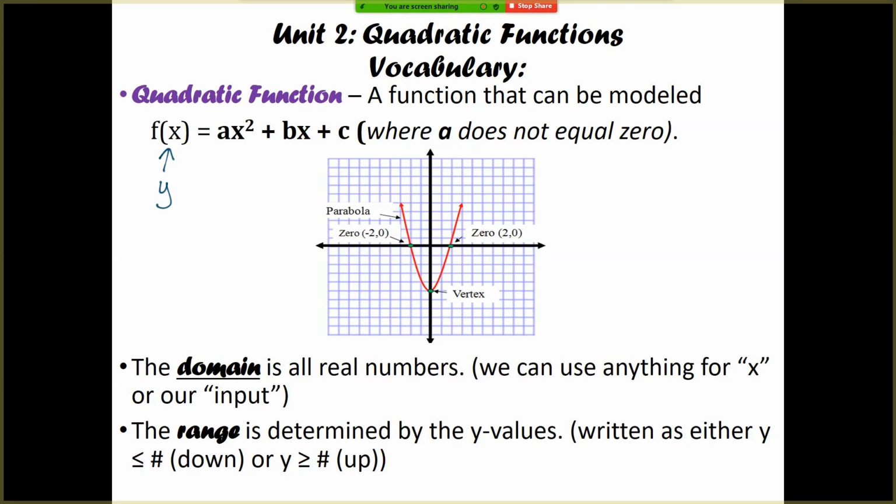The range for your function is determined by the y values. If your parabola opens down, well, let's go up. If it opens up, it's going to look like this. You have a definite bottom point. So that bottom point, whatever that y value is, you're going to plug in right here. So if it opens up, you're going to have y is greater than whatever the y value is of that bottom point. That bottom point you're going to learn today is called your vertex.